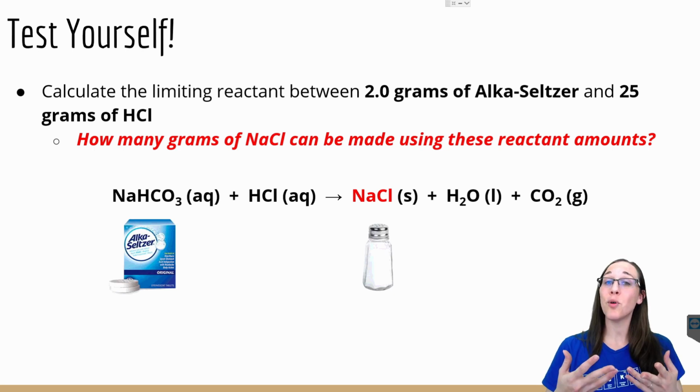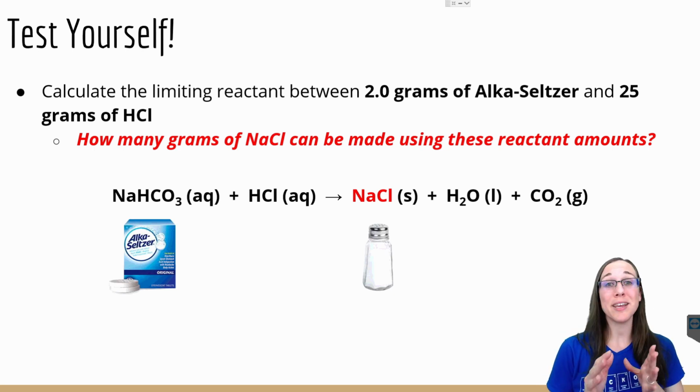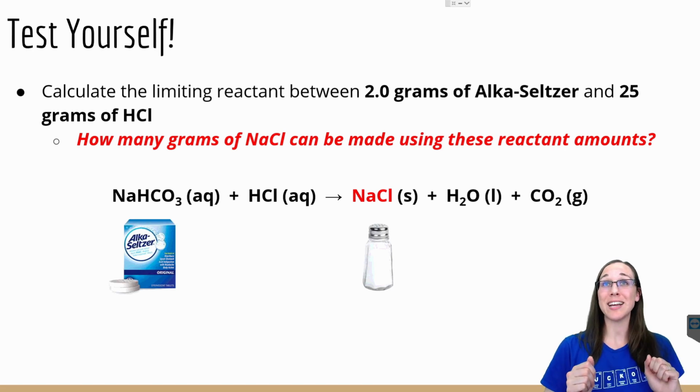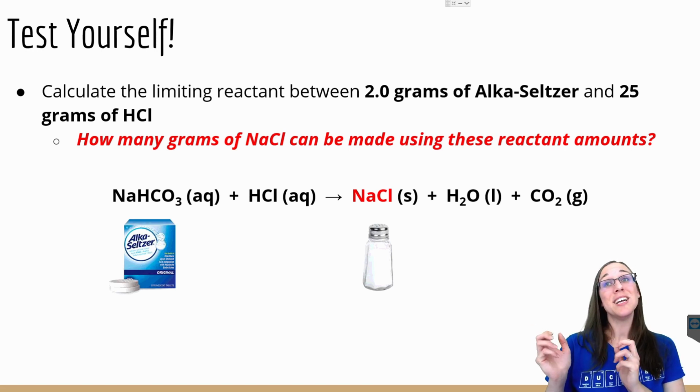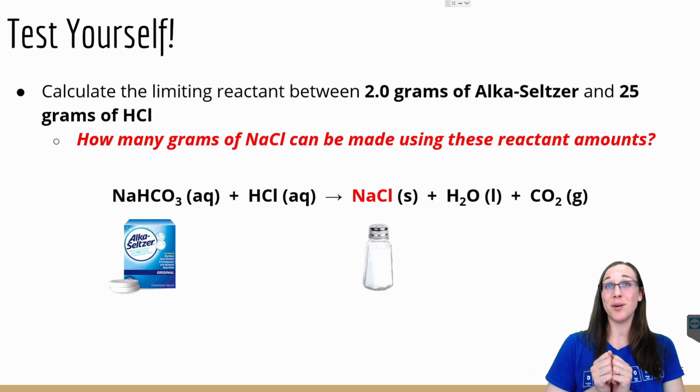Before you move forwards, onwards, and upwards, make sure you test yourself here. Pause the video and calculate the limiting reactant between 2 grams of Alka-Seltzer and 25 grams of HCl. How much table salt, NaCl, could be made, theoretically, using limiting reactants?